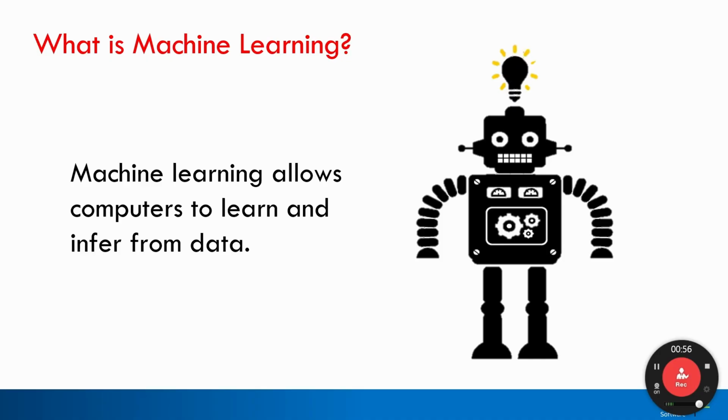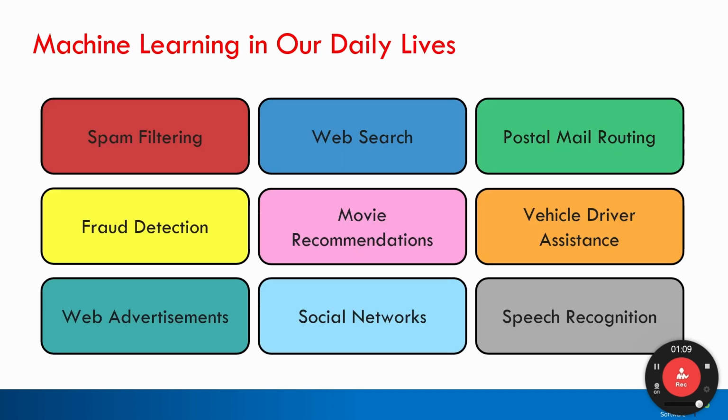Let's begin by explaining what machine learning is. Machine learning allows computers, software, or algorithms to learn, recognize, and predict from data. For example, in spam mail filtering problems, machine learning classifies emails as spam or non-spam emails. Besides that, many applications such as movie recommendations and speech recognition are rapidly growing.